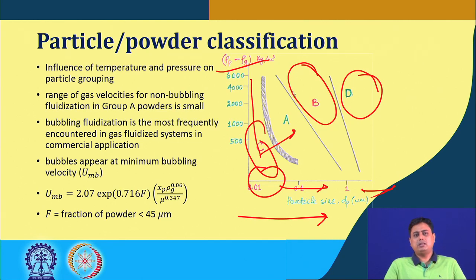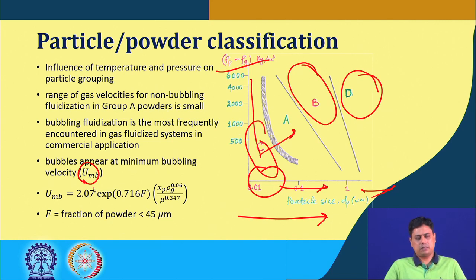Now, this bubbles appears at minimum bubbling velocity, which is different than the minimum fluidization velocity, which is designated here as UMB. B stands for the bubble. Minimum bubbling velocity is here designated as UMB.